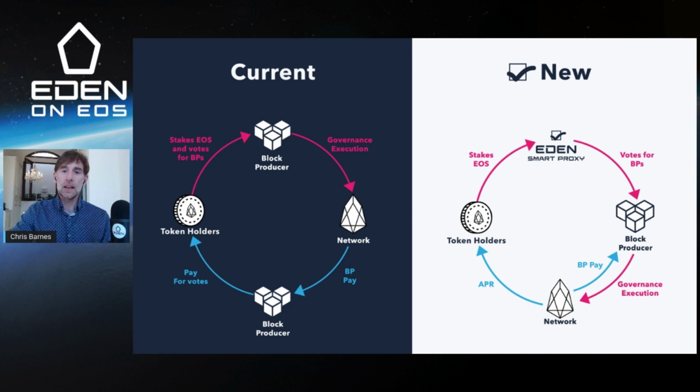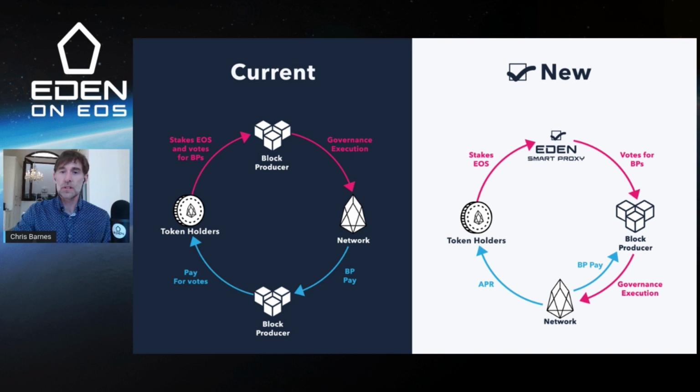The network then pays the block producers for their work producing blocks. And finally, the block producers are paying for the votes back to the token holders. It's a nice clean circle. However, the key here is to notice that block producers are directly paying for the votes to the token holder.